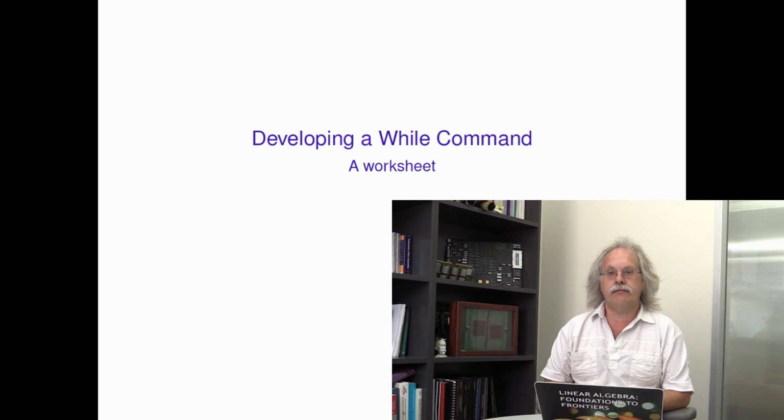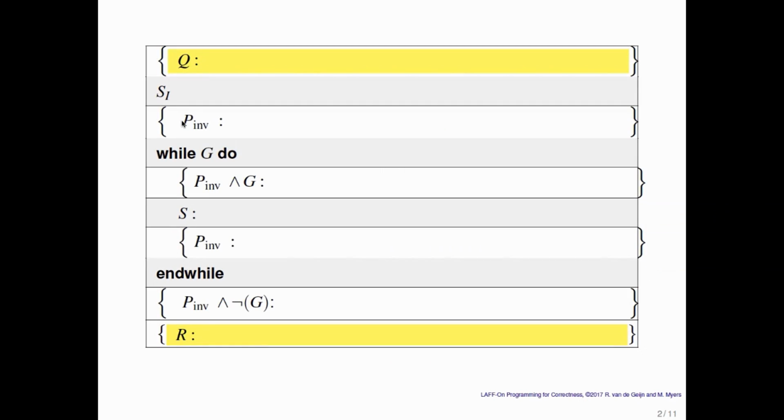So now we have arrived at my favorite topic, how to develop loops. The remainder of the course is all going to be about developing loops for various operations, which will progressively get more difficult. So how does this work? Well, we're given a precondition Q and a postcondition R.